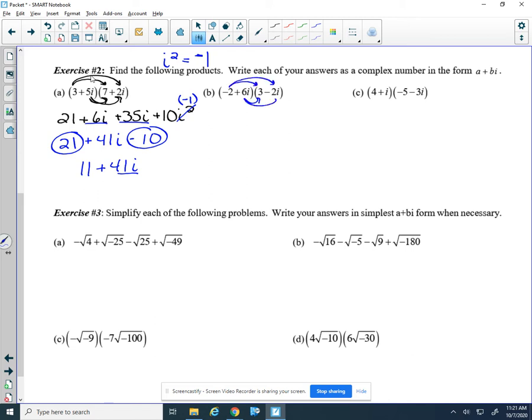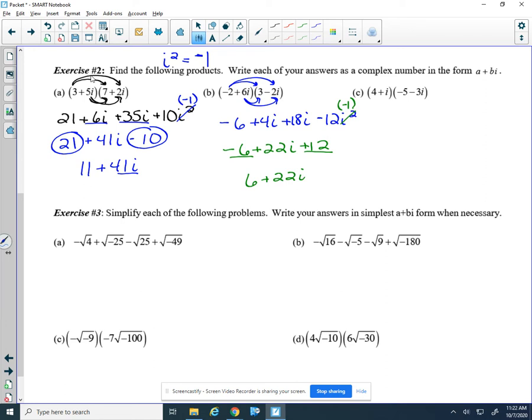So I'll start to go through them. -6 plus 4i plus 18i minus 12i squared. So this i squared, once again, is going to become a -1. So I have -6 plus 22i, -12 times -1. Make sure you multiply those two. Is 12. So -6 plus 12 is 6 plus 22i.